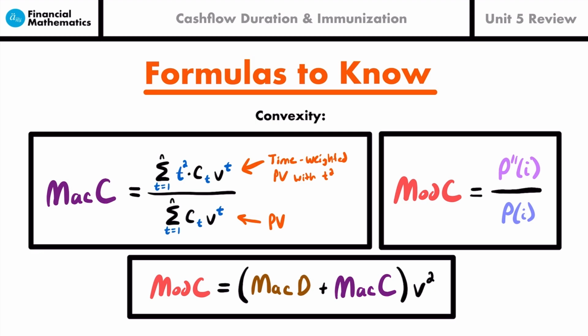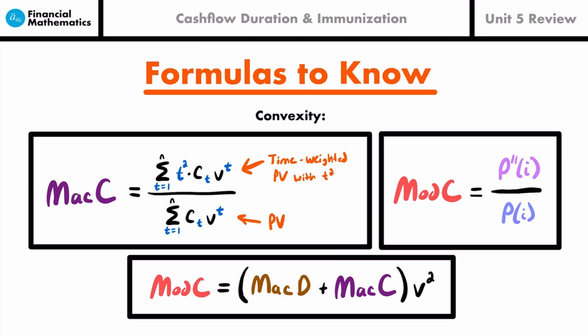Now, if you were able to calculate both a Macaulay duration and a Macaulay convexity, you can use those two values to calculate the modified convexity. The modified convexity would be equal to the sum of the MACD and the MACC, and then multiplying that sum by the present value factor squared. Okay, so this is a nice relationship between the two Macaulay calculations and the modified convexity.